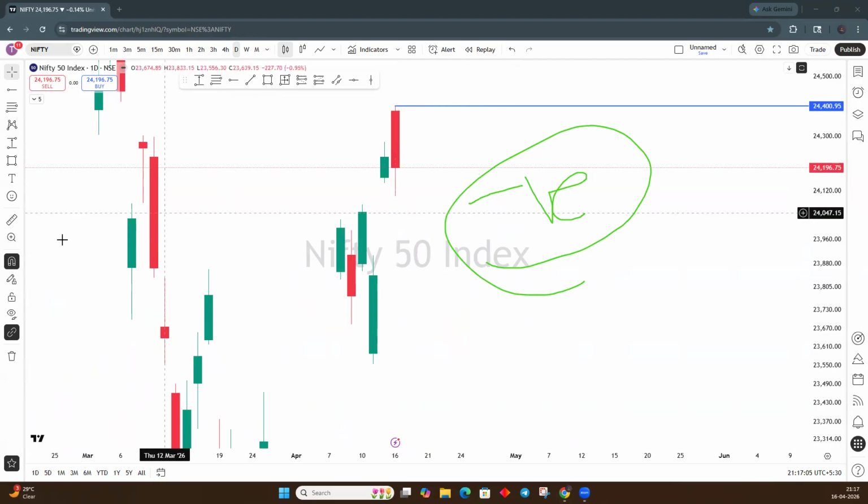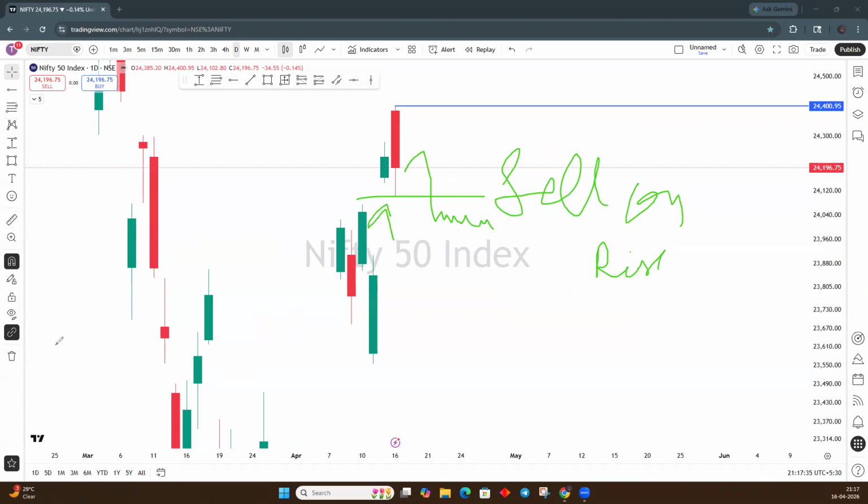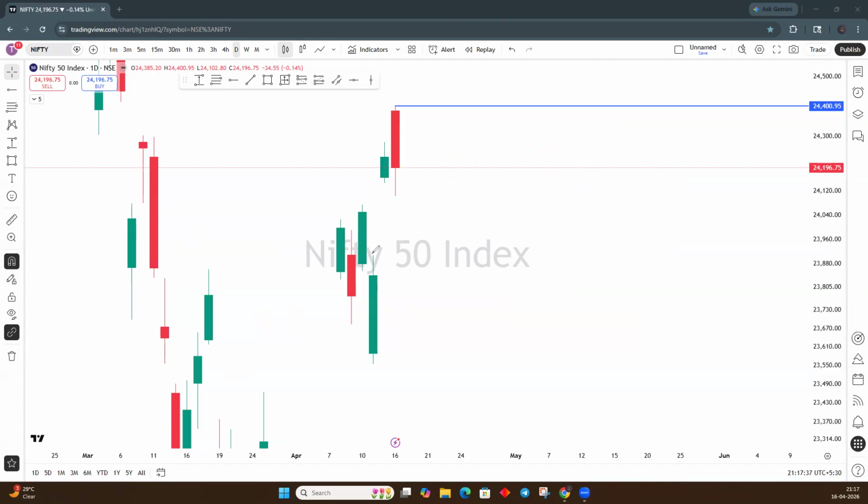Now, the important point is, what should be done tomorrow? As you can see here, the gap is still pending. So tomorrow, if there is any gap up, you should try for a sell on rise in Nifty. After this, there can be some downside if today's low breaks. As soon as today's low breaks, make sure that your target should be this gap.